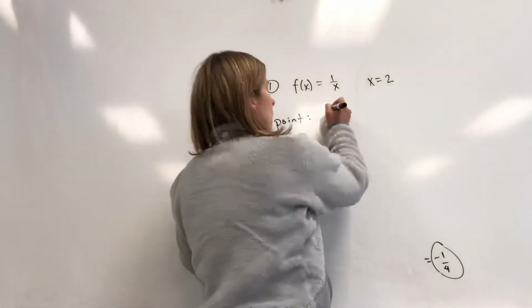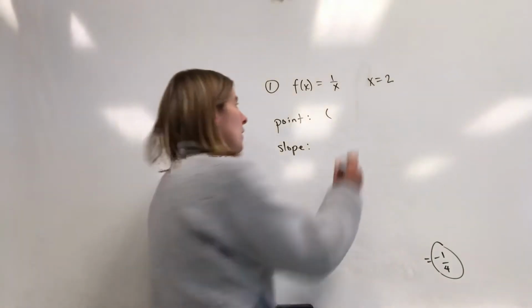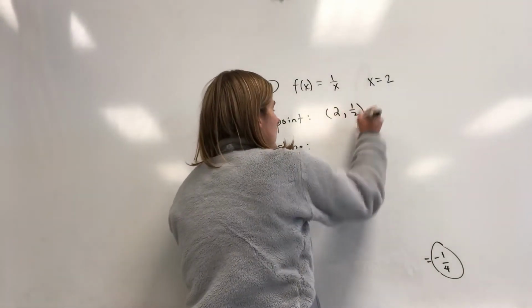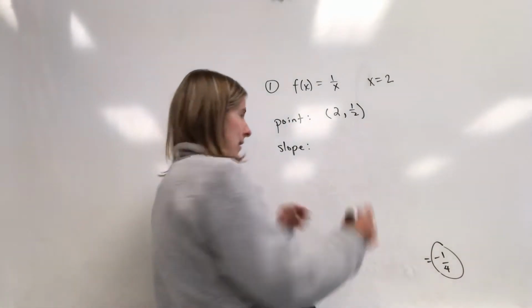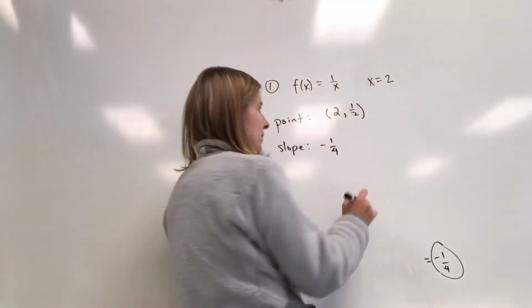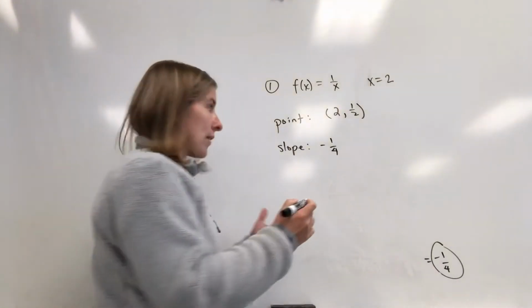So we can find the point just by plugging the x value in. So we get (2, 1/2). And we find the slope by doing that whole process, which we already did. And so that was just -1/4. So now it's just a matter of putting everything together.